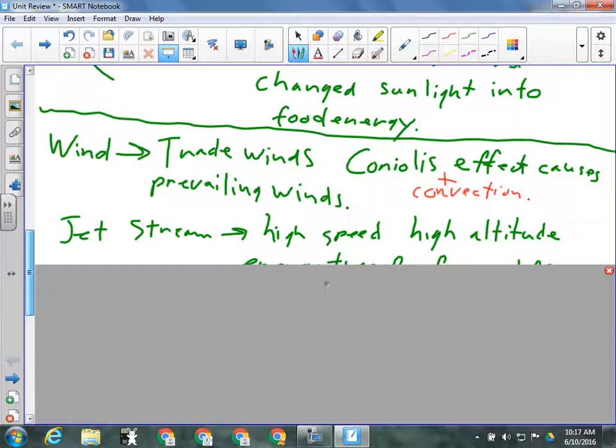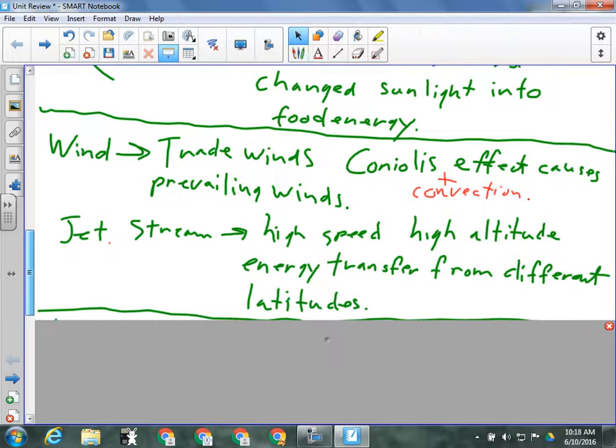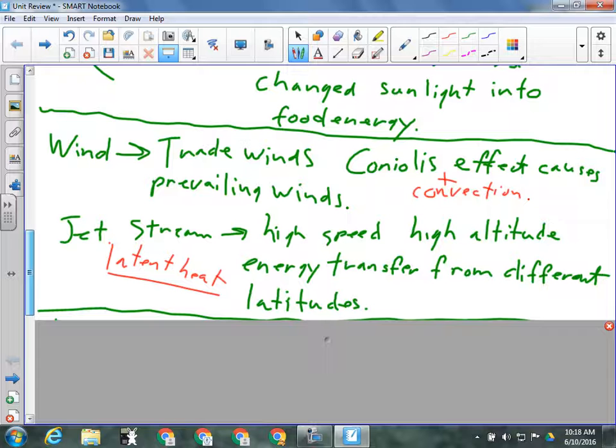All right, if I'm trying to move energy from the equator to polar areas, convection's part of that. The jet stream is part of that, and the jet stream carries latent heat. Latent heat's kind of the other part of that. So that question on prevailing winds would probably also be asking a bit about how energy gets from equatorial areas to polar areas.